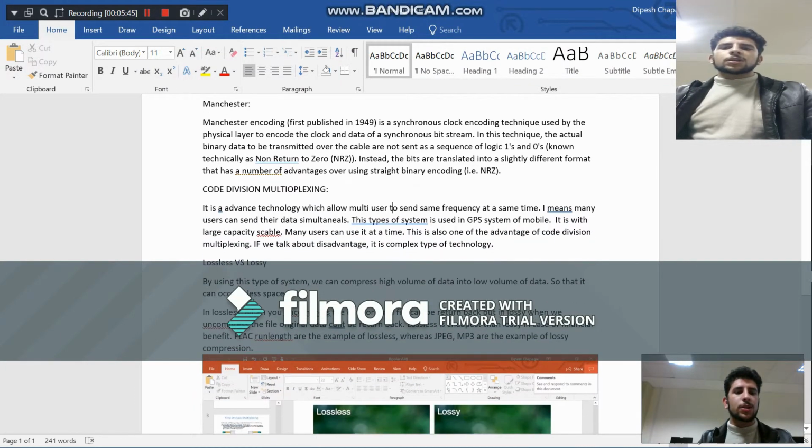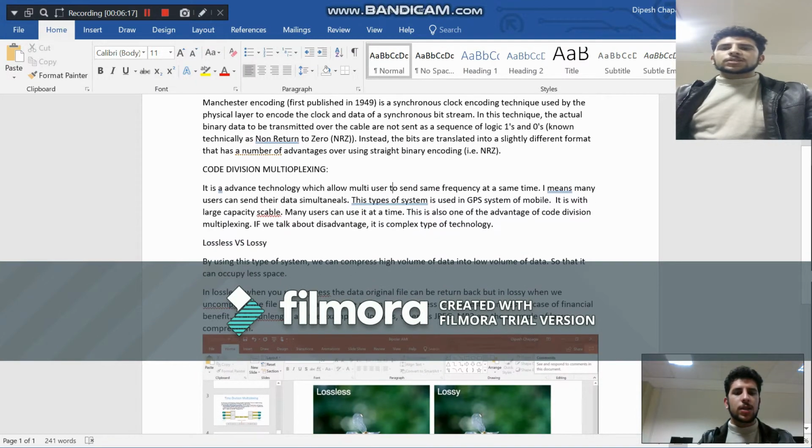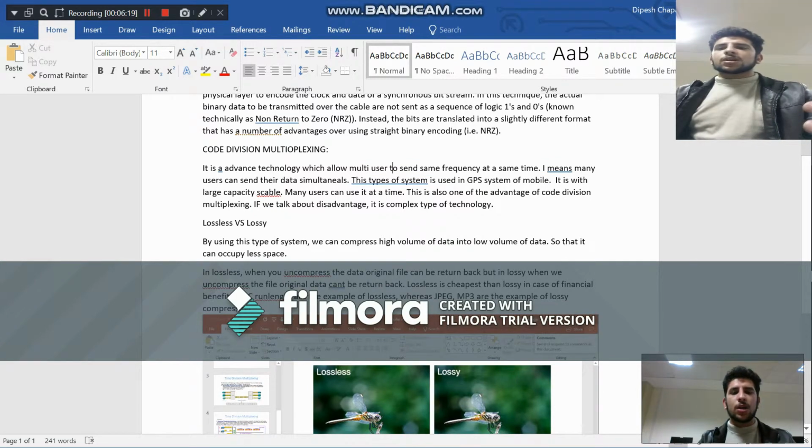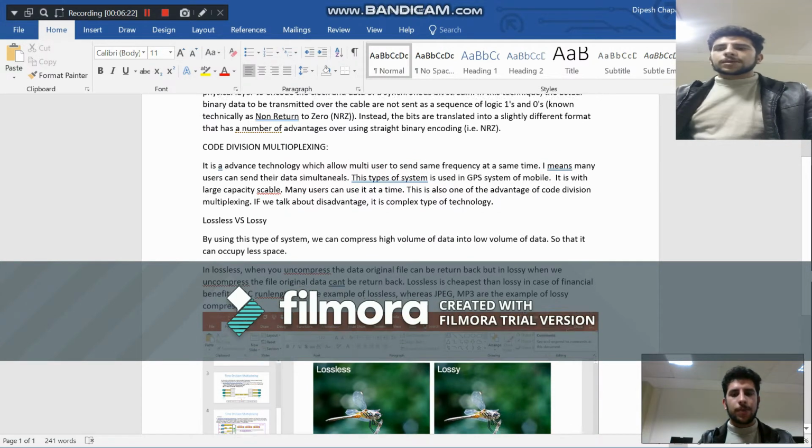And now let's move to the third question. It's lossy versus lossless. Both are types of compression. We can compress a file either by lossless or by lossy, so that the file will occupy less space. In lossless, when we uncompress the compressed file, the original data will return, but in lossy, it will not return back. If it is lost once, it will never return back.